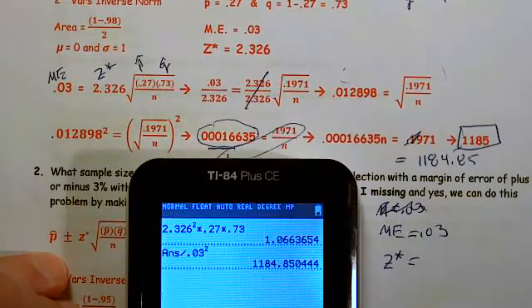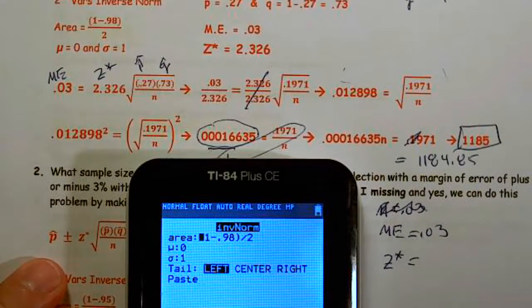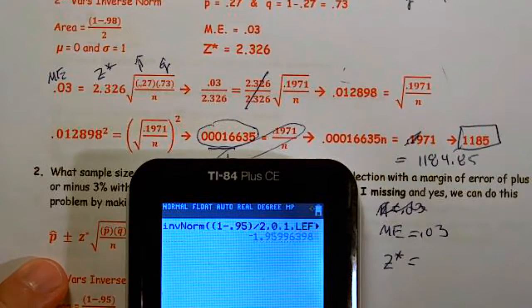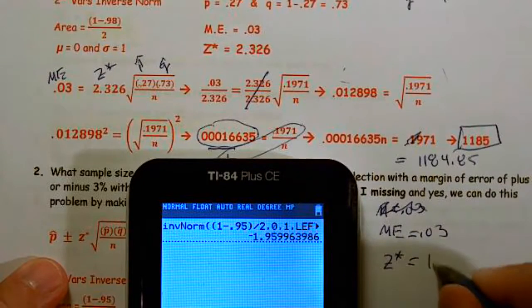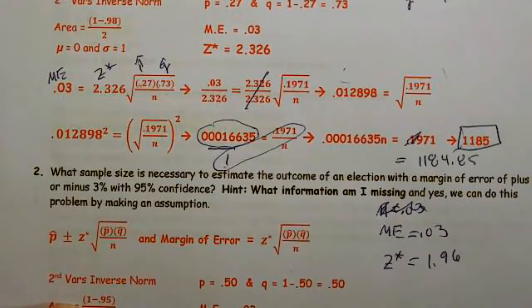So let's calculate Z star real quickly. Second var's inverse norm, and parenthesis 1 minus 0.95, close parenthesis, divided by 2. Mean is 0, standard deviation 1, calculate. And I end up getting 1.96 for Z star by rounding.